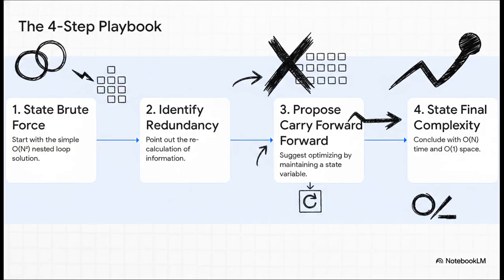So here it is, your 4-step playbook. Step 1. Always start with the simple, brute force O(n²) solution. This shows you understand the problem at its core. Step 2. Immediately call out its weakness. Use the magic words, "We are recalculating redundant information." Step 3. Propose the carry-forward technique as the elegant, optimized solution. And finally, Step 4. Confidently state the final time and space complexity. This shows a complete professional thought process from start to finish.